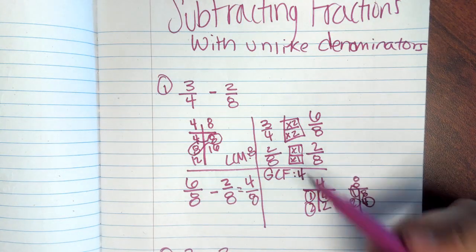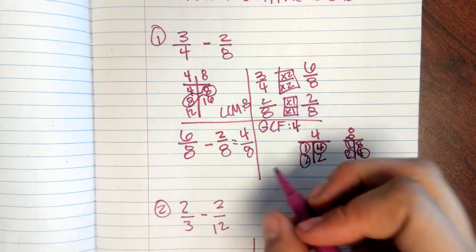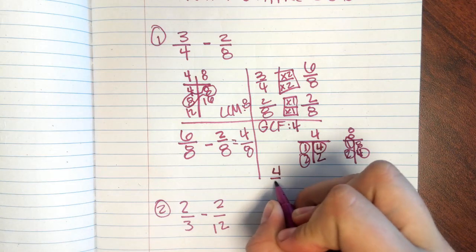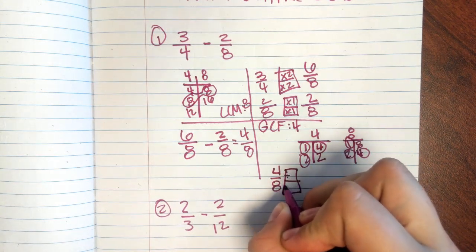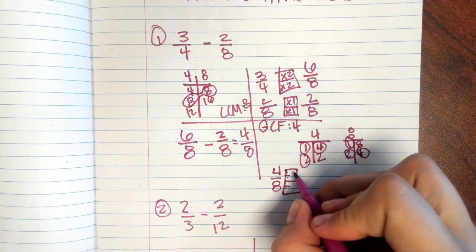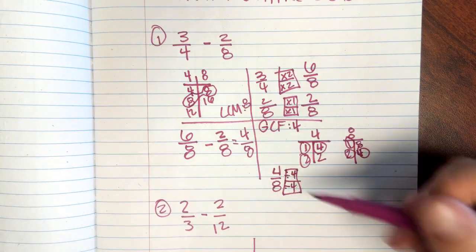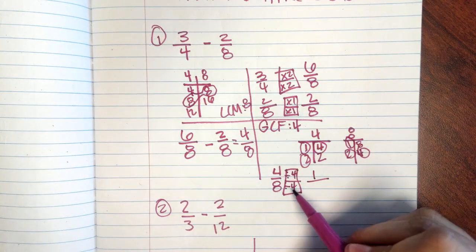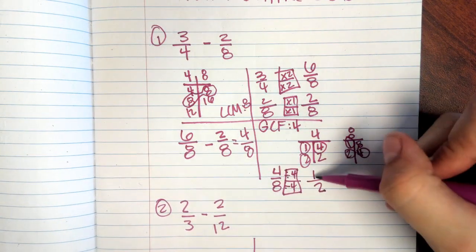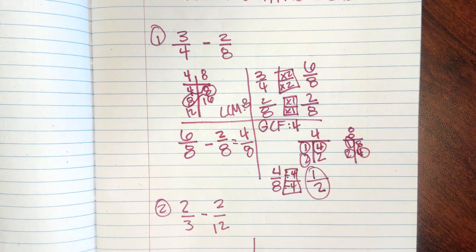Now I'm going to take this 4 and I'm going to use it to simplify by saying, okay, 4/8 divided by 4. 4 divided by 4 is 1. And 8 divided by 4 is 2. So that's how I can tell my final answer is 1/2.